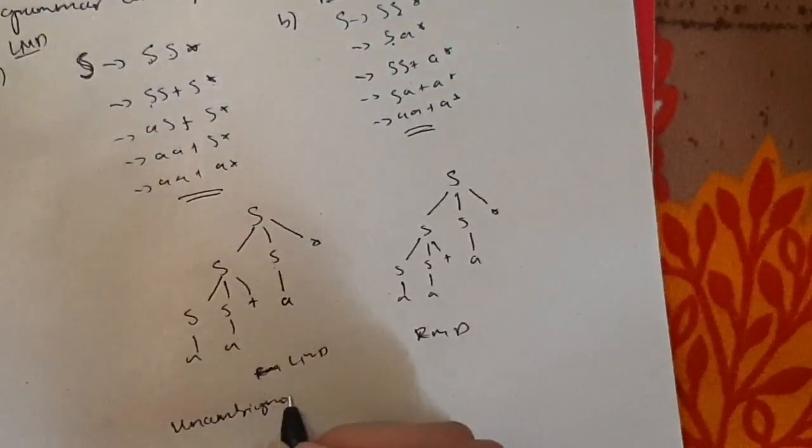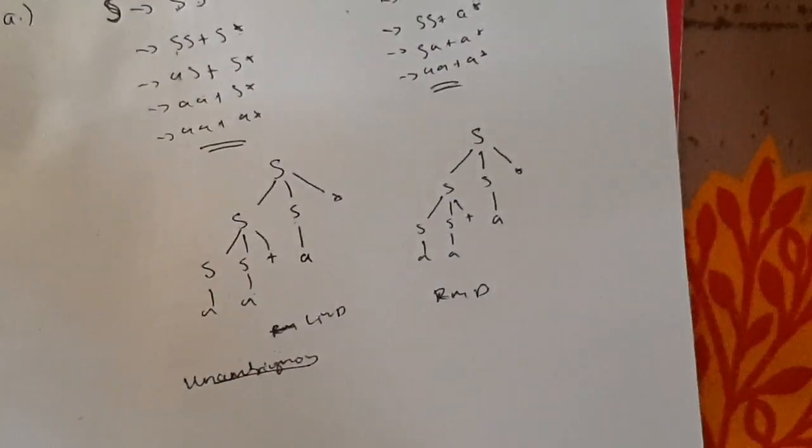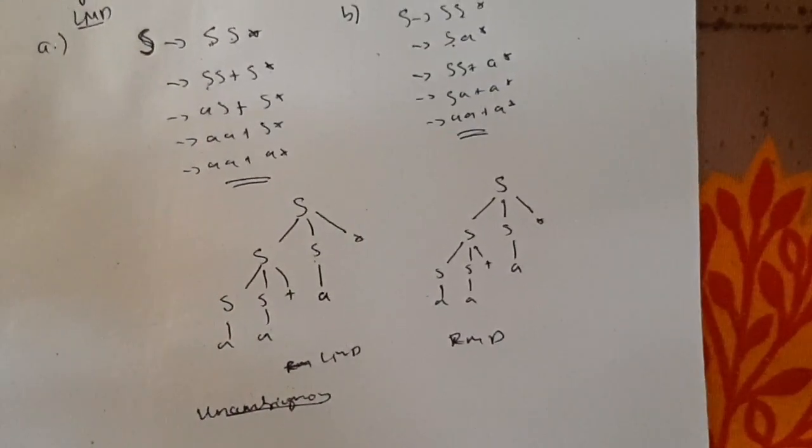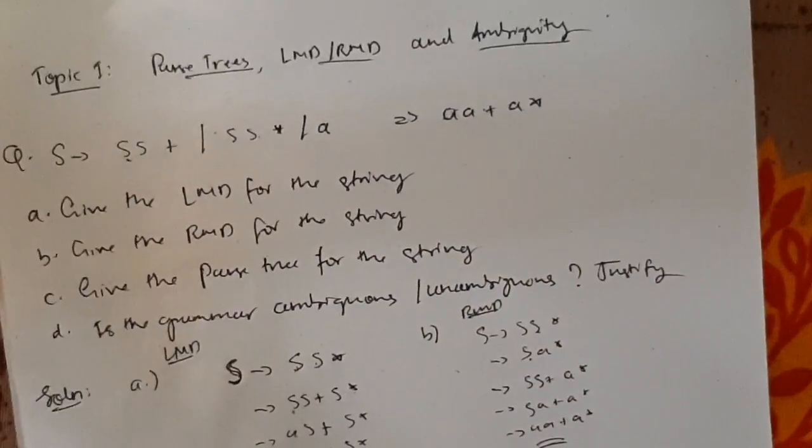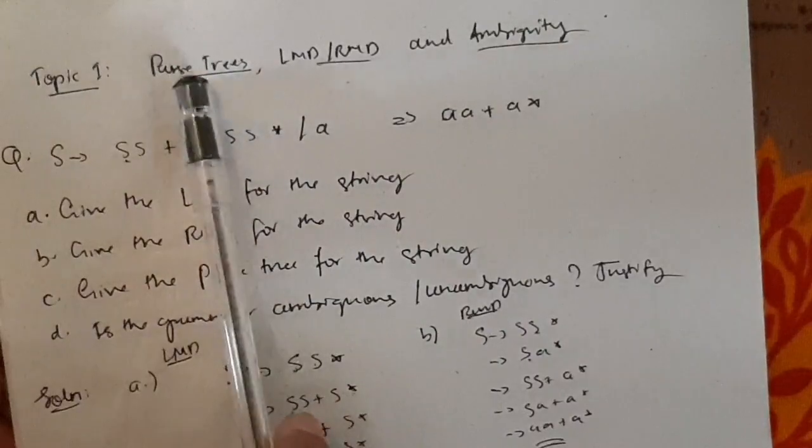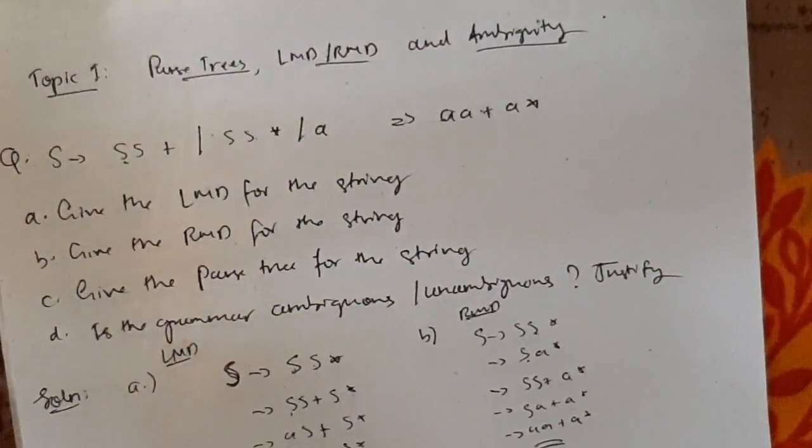Okay, so that's the justification which we will give for the grammar. So this grammar is unambiguous. So that's the first type of question which you can expect in the exam: the parse trees, LMD and ambiguity.